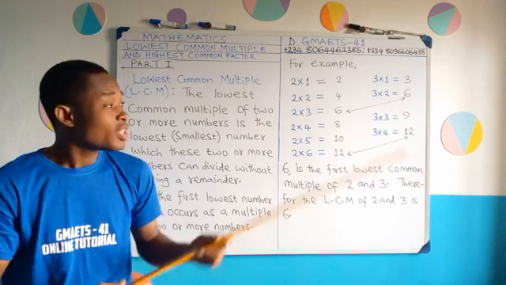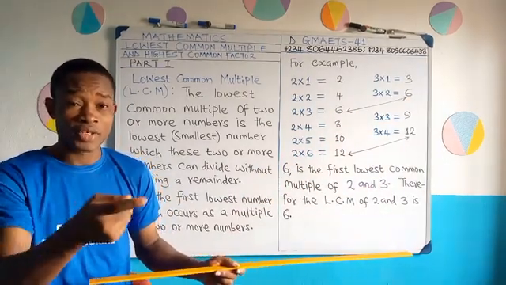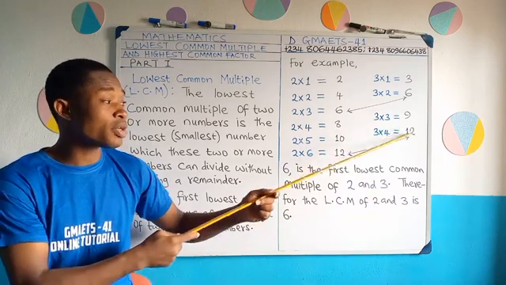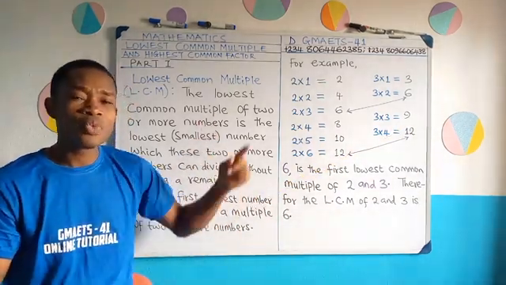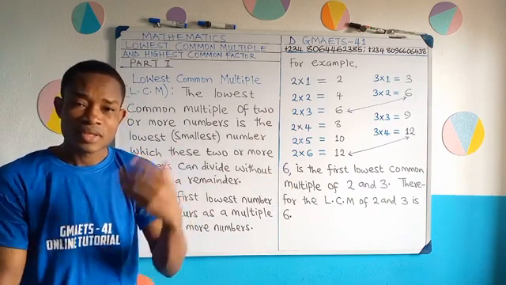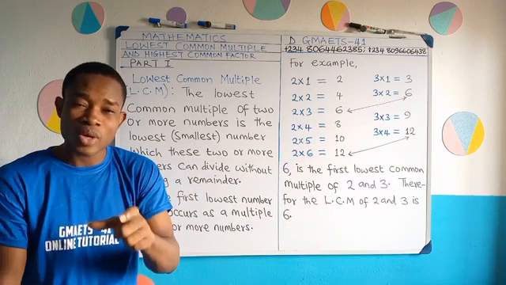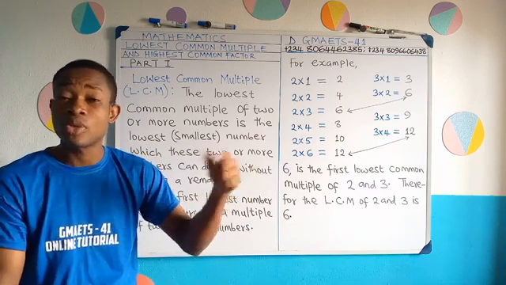But let me ask you, 6 is a common multiple of 2 and 3. 12 is also a common multiple of 2 and 3. But which one of the two, 6 and 12, is lowest? 6 is lower than 12. Therefore, 6 becomes the lowest common multiple of 2 and 3.